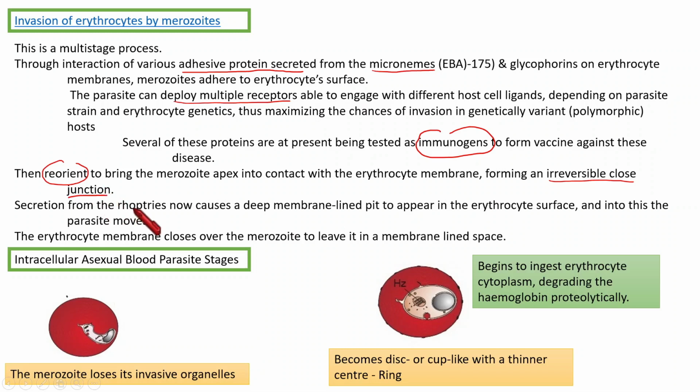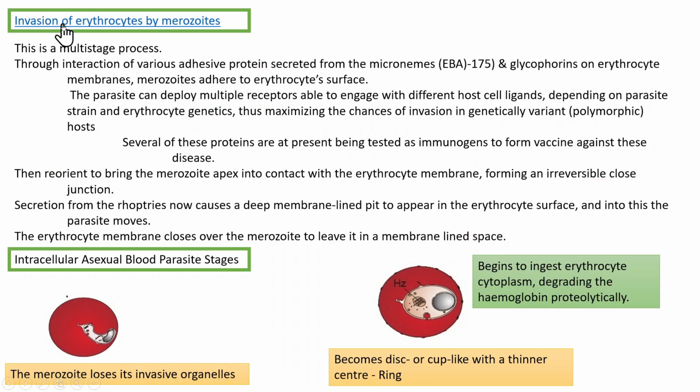And in the meanwhile, the rhoptries secrete their contents, and with the help of that, a deep membrane-lined pit will form on the surface of the erythrocyte, and the parasite moves into the erythrocyte through that pit. After the parasite moves into that pit, the erythrocyte membrane closes over it, and in that way the merozoite is now trapped inside that membrane-lined space. By that way, it is invading the erythrocyte.